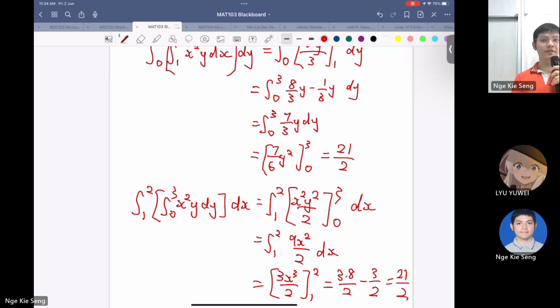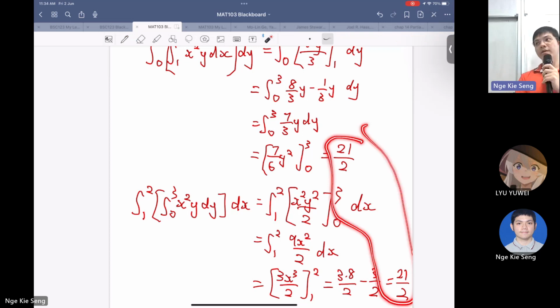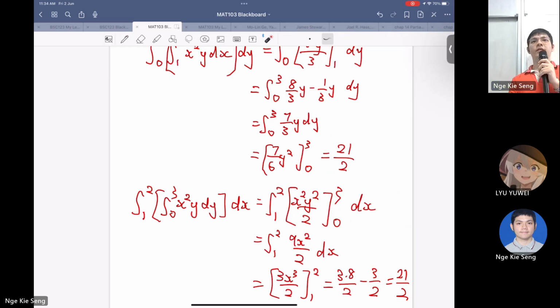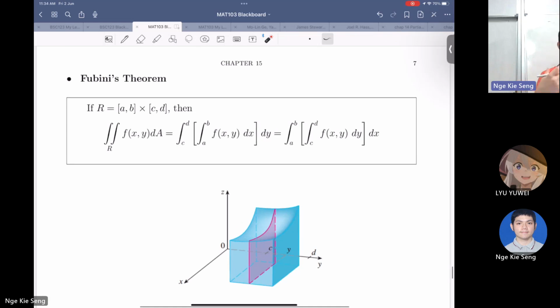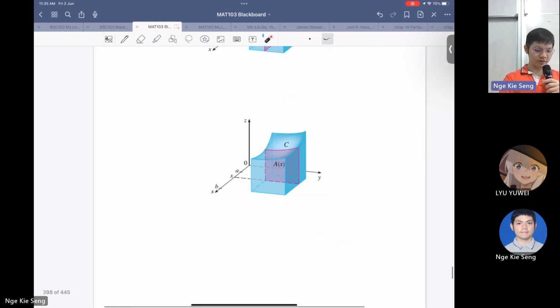That's right. Can you see that these two numbers compute to the same number? This is not a coincidence. This is Fubini's theorem. If your integration domain is a rectangle, then these iterated integrals agree, no matter what order you take. We won't prove this.